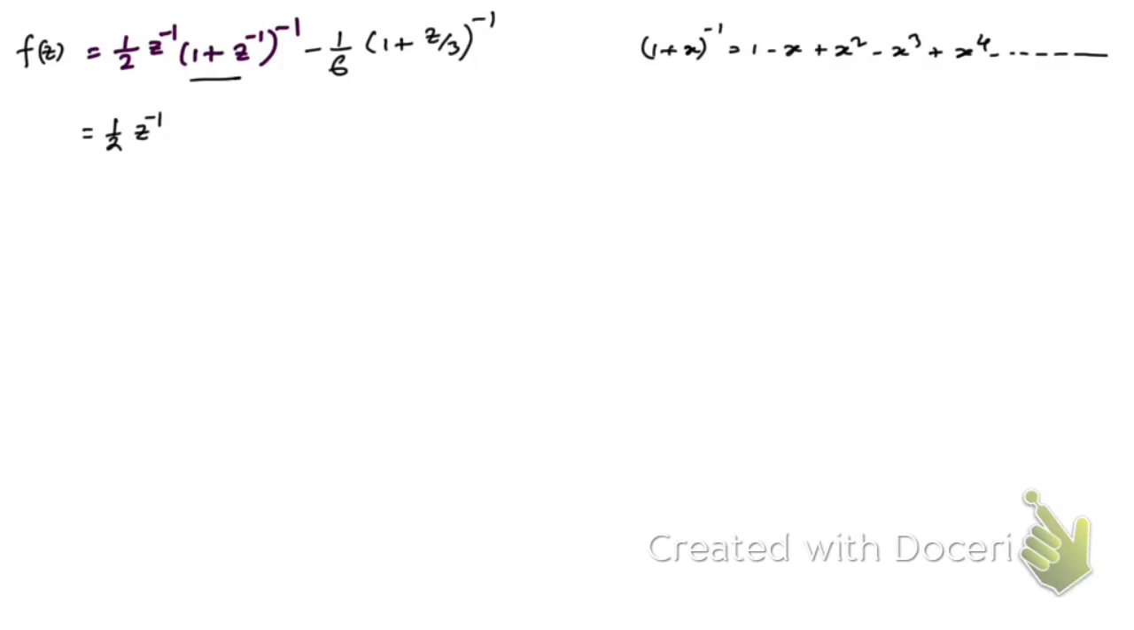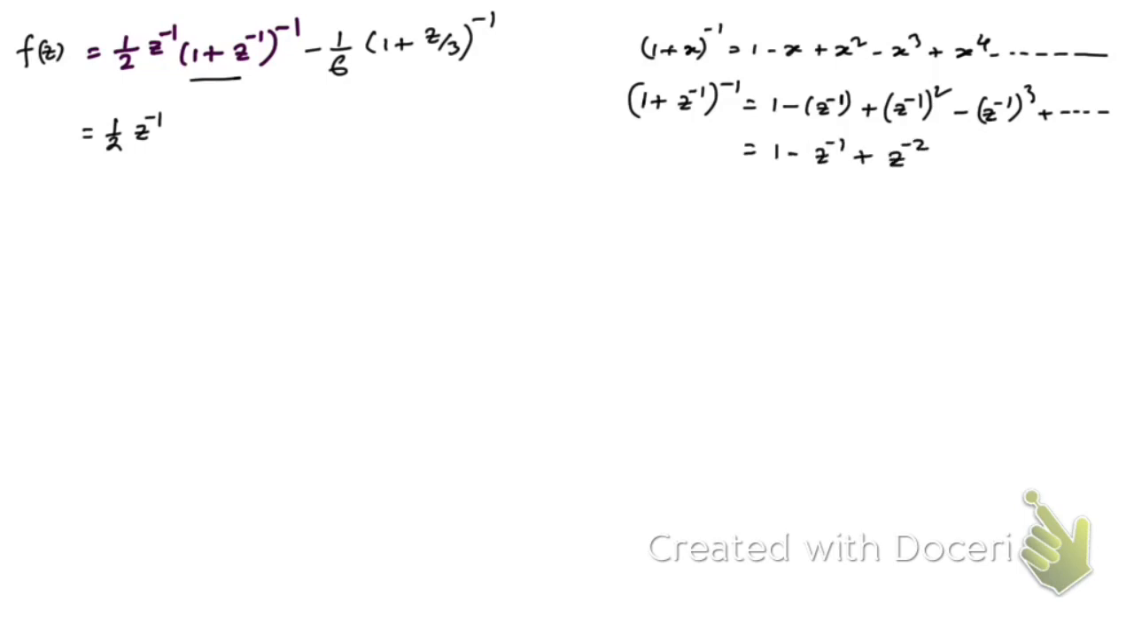And if you expand it using this formula, (1 plus z to the power minus 1) whole to the power minus 1, then it's going to be 1 minus, here z to the power minus 1 is the x here, then plus (z to the power minus 1) whole square, then minus (z to the power minus 1) whole to the power 3, plus dot dot dot and so on. So it's going to give you 1 minus z to the power minus 1 plus z to the power minus 2 minus z to the power minus 3 plus z to the power minus 4, and so on. That's what we're going to have.